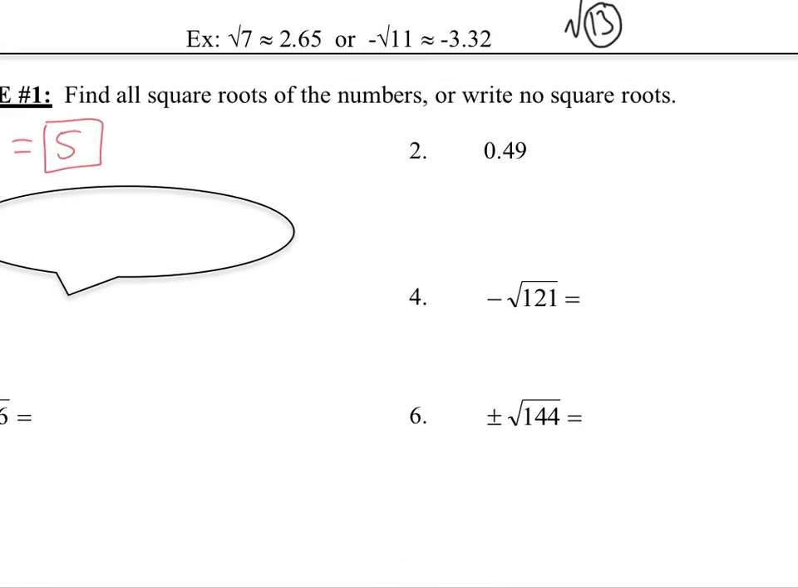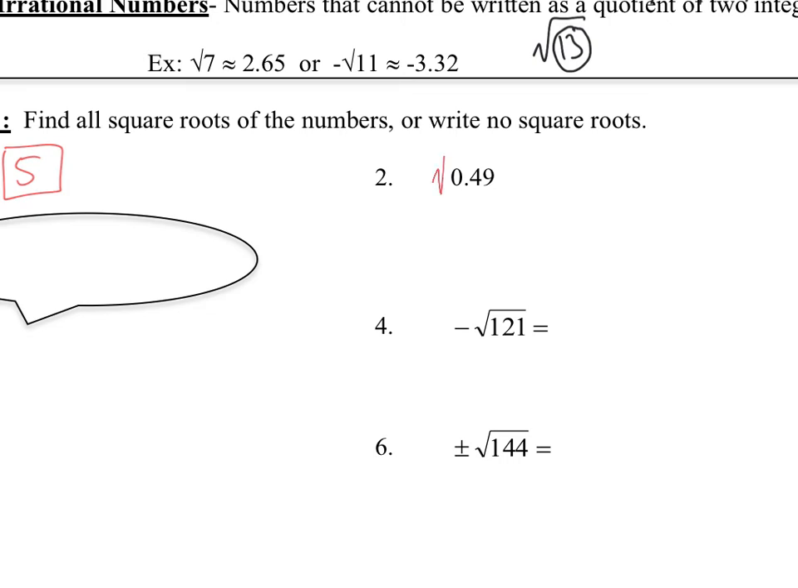All right, number 2, square root of 0.49. Well, that's really close to 49. The square root of 49 is 7. So in this case, the answer is going to be 0.7. You can use a calculator for these.